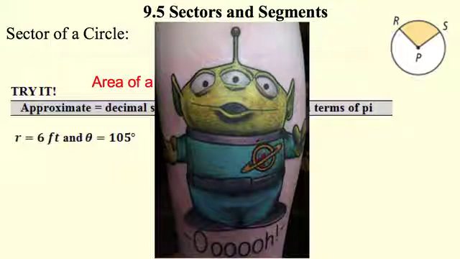Alright, check out that pretty awesome tattoo. We're going to have some last section of Chapter 9, sectors and segments. Going to throw a couple tattoos in there. Curiously enough, I'm the only algebra teacher without a tattoo. I'm not going to name any names whose tattoo this is, but if you look back at previous videos, you may know who loves this guy and loves Toy Story.